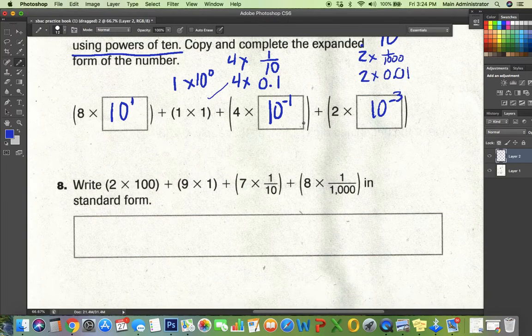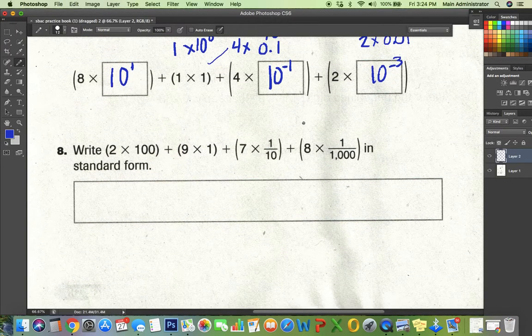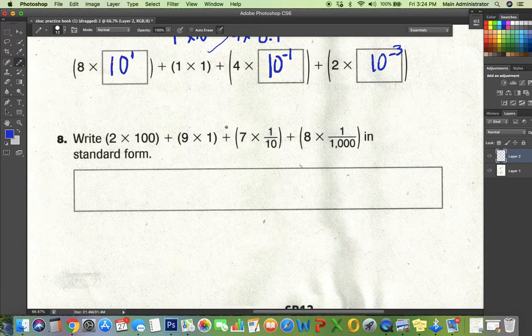Let's take a look at the last one, number 8. Now they want me to write this in standard form, so work backwards from number 7, right? So 2 times 100 gives me 200. So I'm going to put a couple of lines here, like place values, all right? I'm going to put a decimal right here. If this says 200, this is ones, this is tens, this is the hundreds place, so that's where my 2 would go.